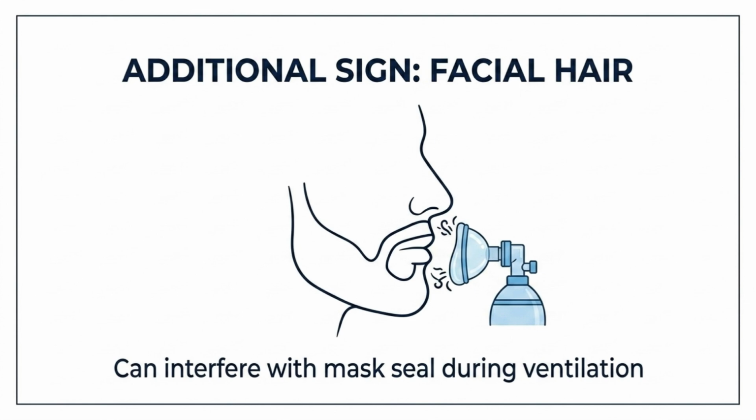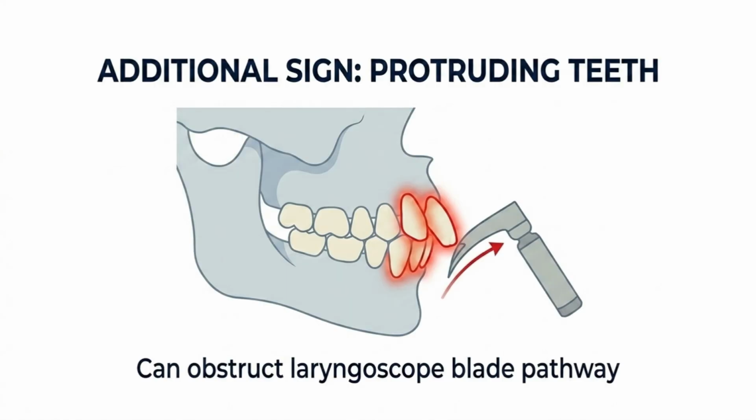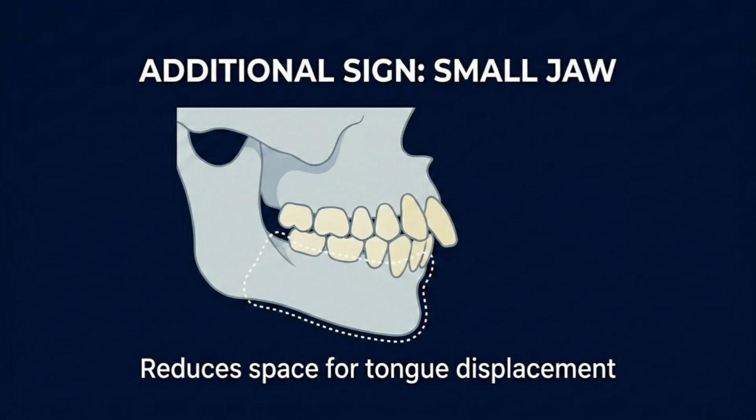Here are additional signs to watch for. Facial hair, a beard, can interfere with the mask seal. Another sign is body habitus. Extra tissue around the neck can limit positioning and visibility. Another sign is protruding teeth. These can physically block the path of the laryngoscope blade. One more sign is a small or receding jaw. This reduces the space needed to move the tongue aside.